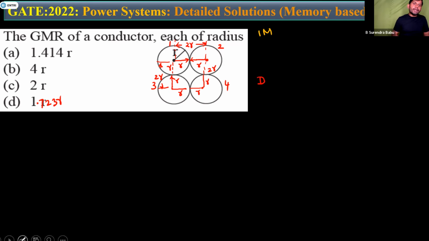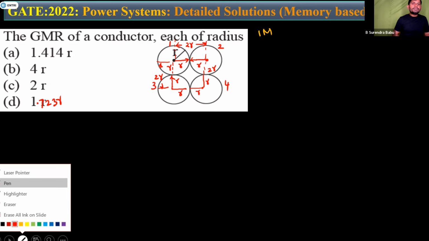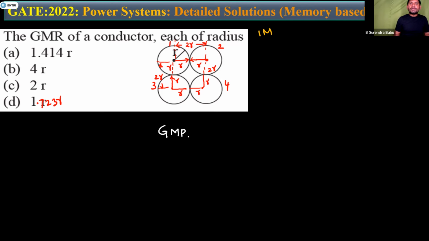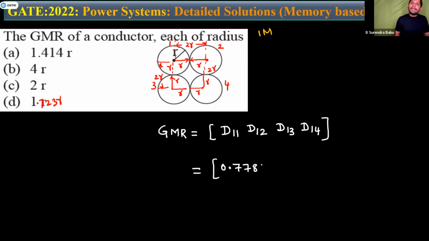The GMR I am calculating. Yes, friends. The resultant GMR of the conductor equals, it's very simple, D11, you know this formula: D11 self distance, D12, D13, D14. It is a standard conductor. What is D11? D11 is 0.7788 into R. What is D12? D12 is 2R. But how many distances in total here? 4 distances, so the power of 1 by 4. D13, yes friends, this is 1, 2, 3, 4. D13 is also 2R.